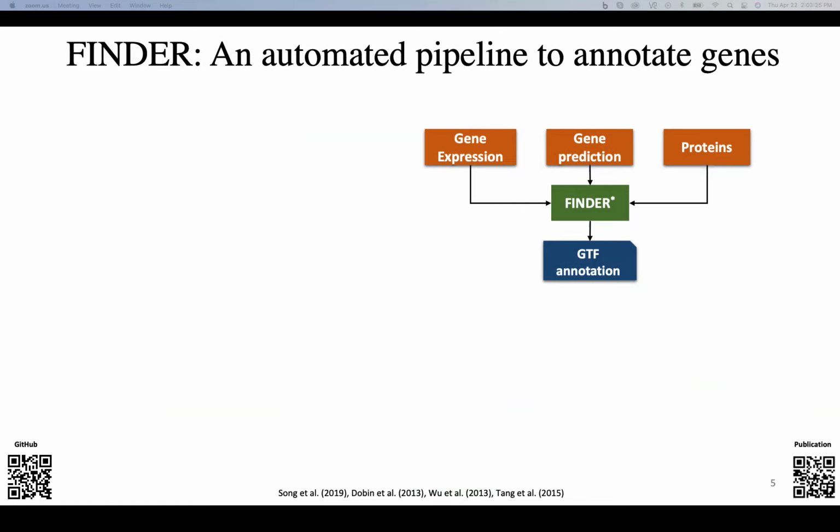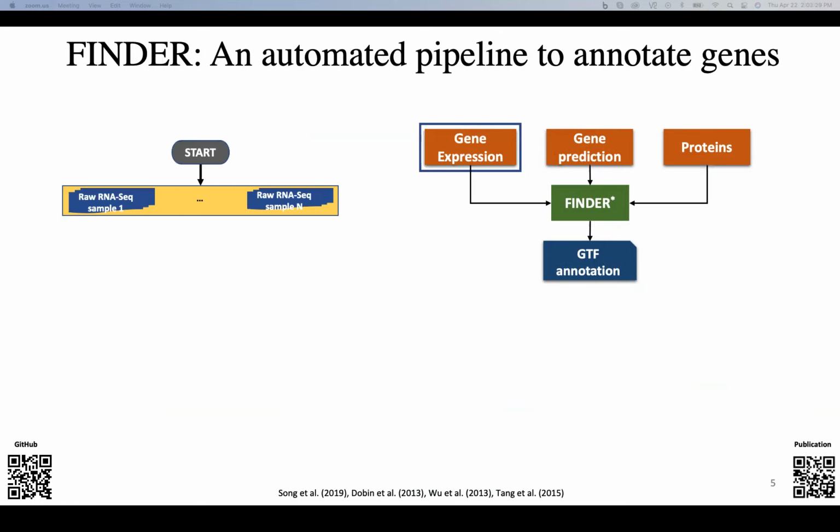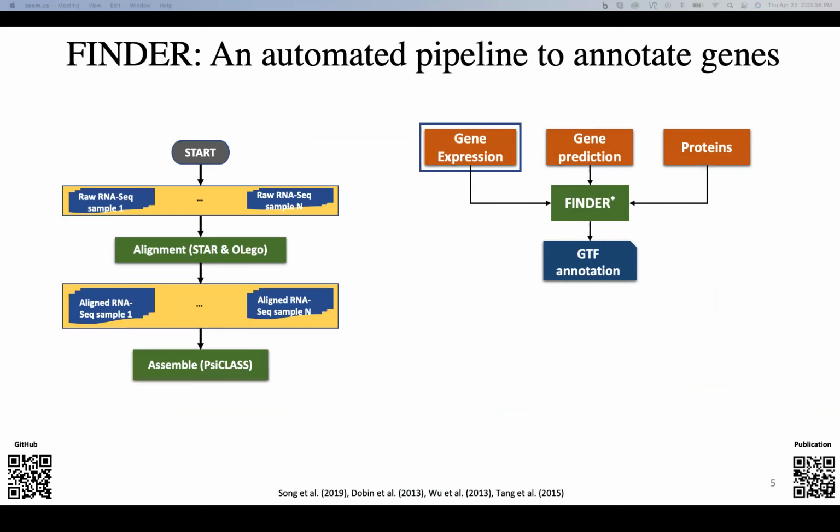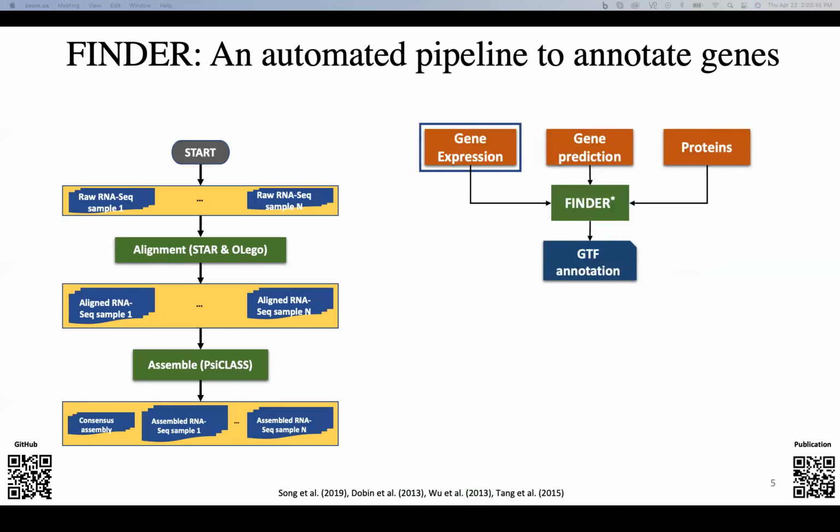I will briefly go over the pipeline that Finder implements. Finder starts by downloading raw RNA-seq data from NCBI and then aligns it to the genome using STAR and HISAT, two aligners. Then these aligned files are fed to the assembler Class, which is a meta-assembler. So it produces a consensus assembly in addition to individual assemblies for individual RNA-seq samples.